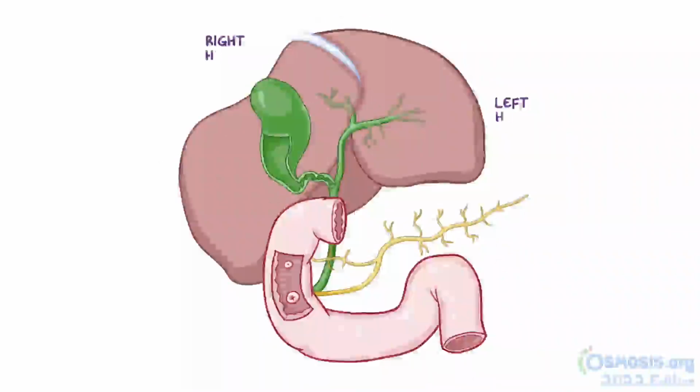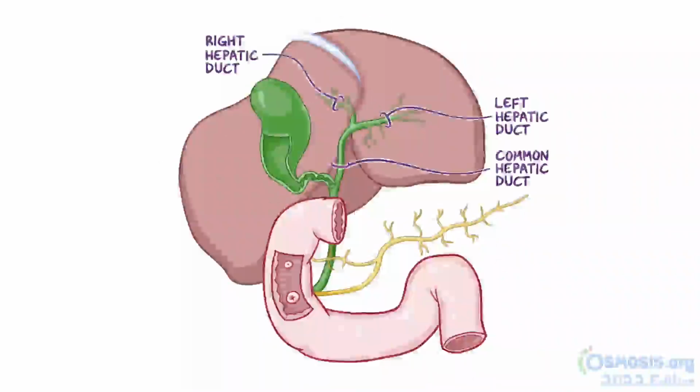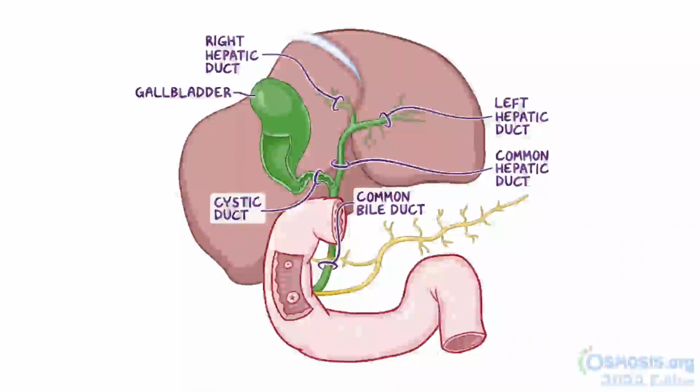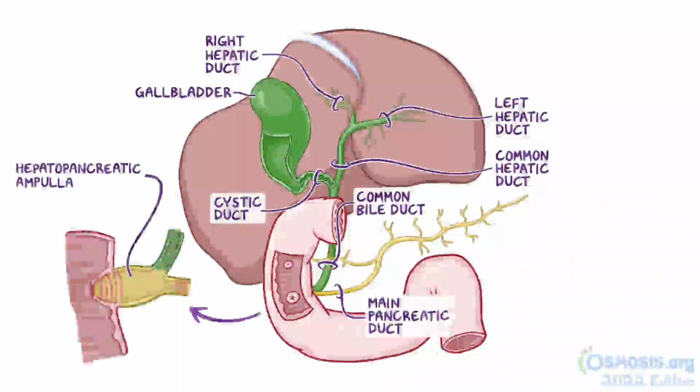The bile produced by the liver is drained through the left and right hepatic ducts, which join to form the common hepatic duct. Then the common hepatic duct is joined by the cystic duct from the gallbladder, forming the common bile duct. The common bile duct merges with the main pancreatic duct, forming the hepatopancreatic ampulla, which opens into the duodenum at the major duodenal papilla.